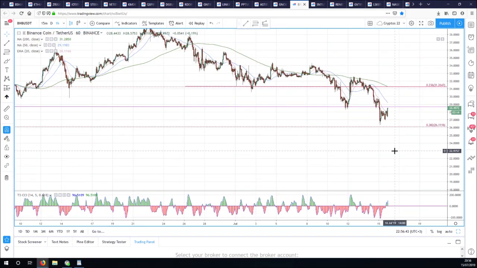So yeah, maybe Binance Coin. I'd much rather, though, see Binance Coin and Bitcoin retest that low. But that's what I'm looking for. Okay, now the last one.